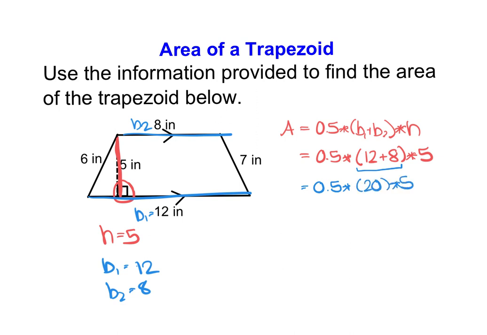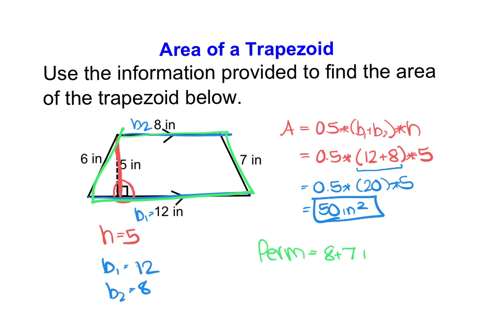Now this is just a string of multiplication. So I can take 0.5 times 20, which becomes 10. 10 times 5 is 50 inches squared. So my area of this trapezoid is 50 inches squared. Now, if I wanted to find the perimeter, it is all four sides added up. So it's going to be 8 plus 7 plus 12 plus 6. All of those added together, and notice the 5 is not included because it's not a side length, gives me a perimeter of 33 inches.